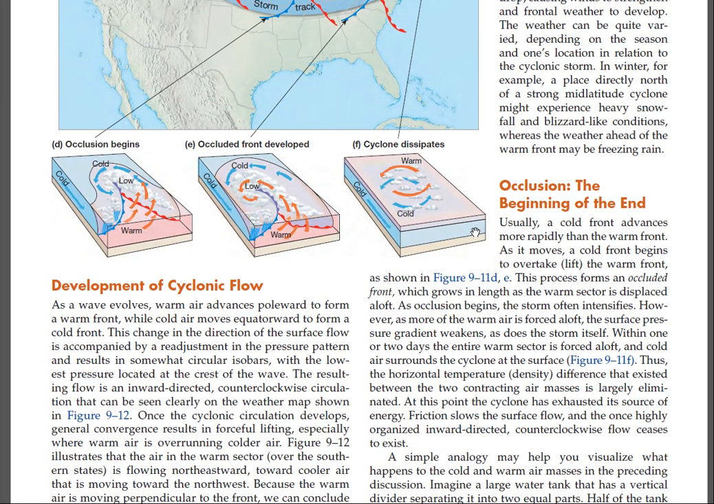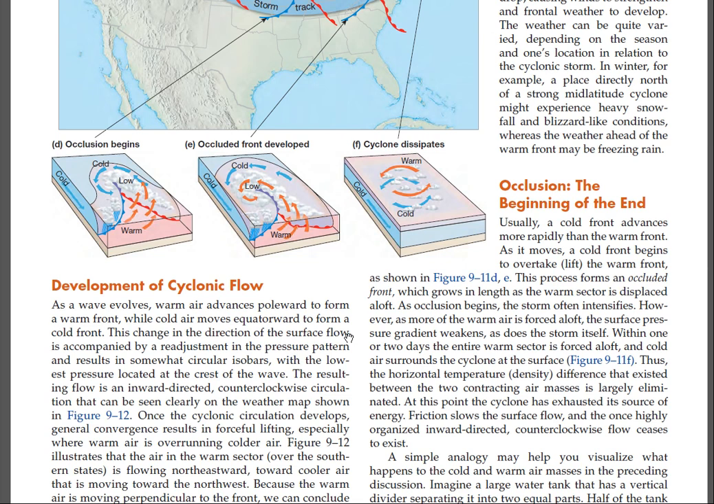Occlusion, the beginning of the end. Usually, a cold front advances more rapidly than the warm front. As it moves, a cold front begins to overtake, and lift, the warm front, as shown in Figure 9.11d, e. This process forms an occluded front, which grows in length as the warm sector is displaced aloft. As occlusion begins, the storm often intensifies. However, as more of the warm air is forced aloft, the surface pressure gradient weakens, as does the storm itself.